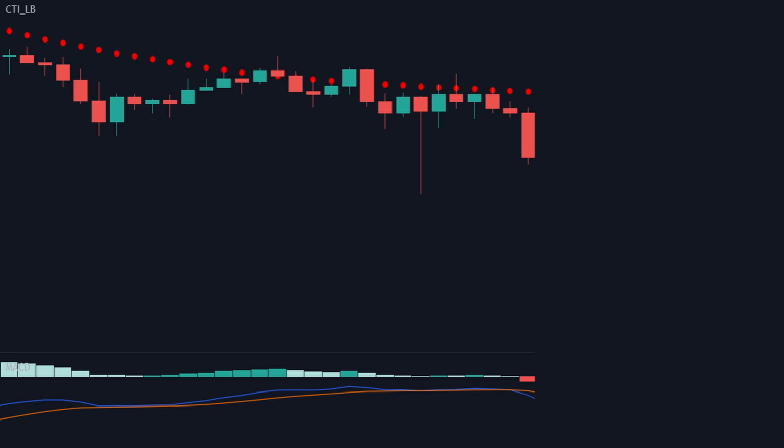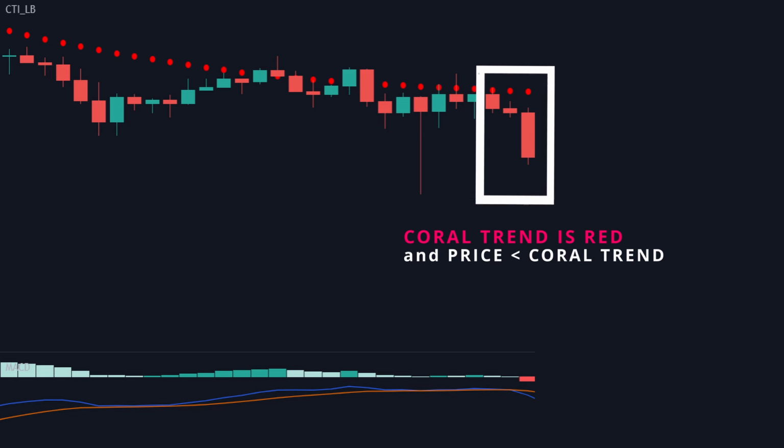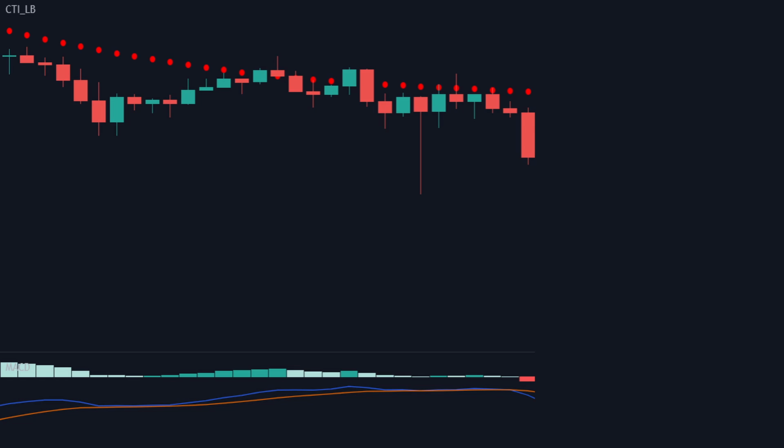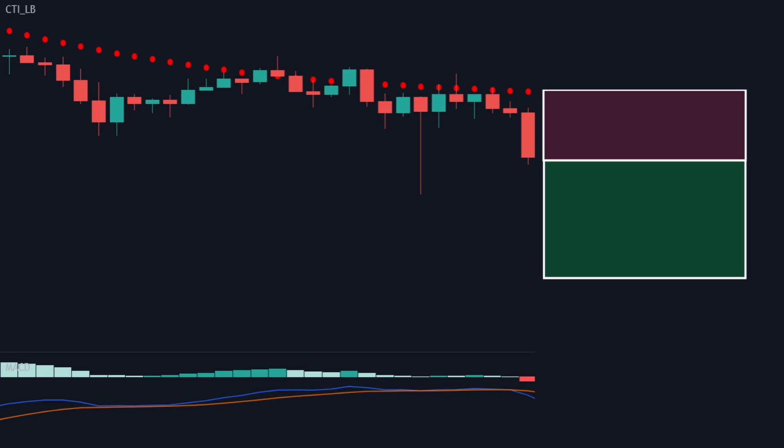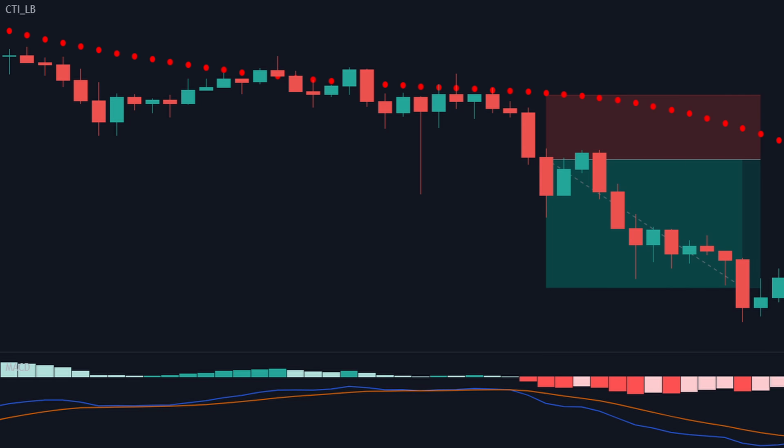I will demonstrate the first short trade. As we can see in our screen, the MACD lines just crossed down here. The color of Coral Trend is red. Then the price is below Coral Trend. We can prepare our short trade here. Set the stop loss at the Coral Trend line. Then set the take profit 2 times below the stop loss. So, it's time to see how this trade performs. It turned out to be a profitable trade.